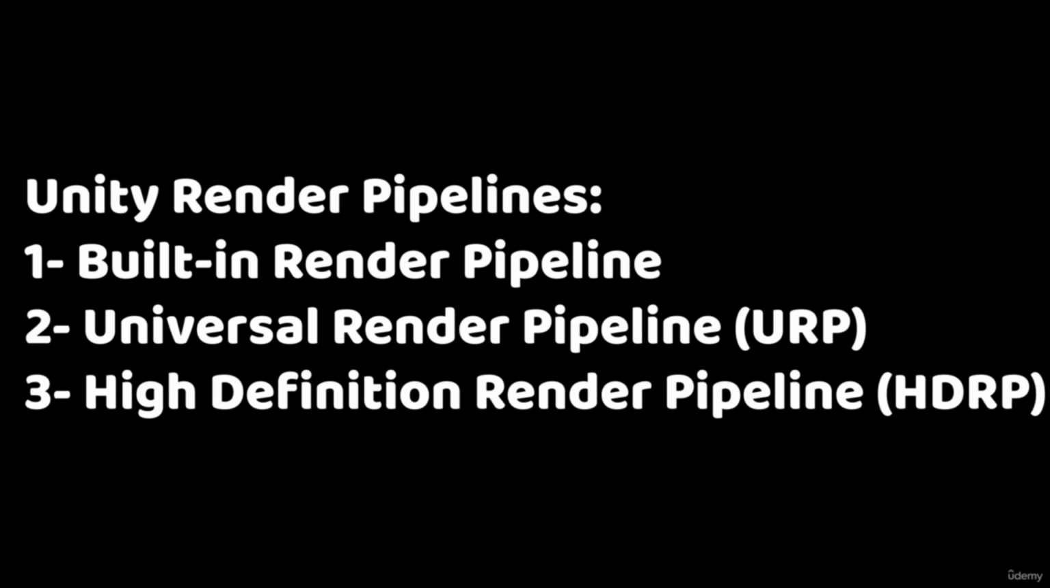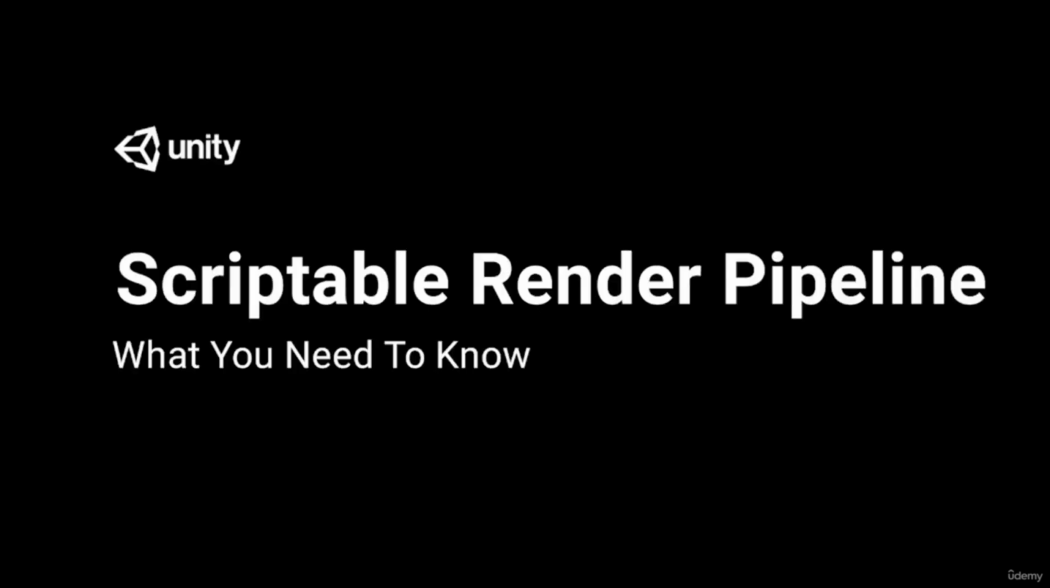Unity has three main render pipelines, which are the built-in render pipeline, the universal render pipeline, URP, and the high definition render pipeline, the HDRP. Different render pipelines have different capabilities and performance characteristics, and are suitable for different games, applications, and platforms. It's difficult to switch a project from one render pipeline to another because different render pipelines use different shader outputs and might not have the same features.